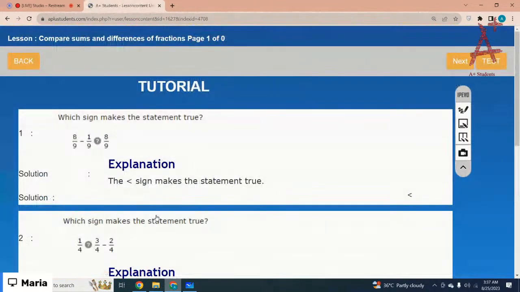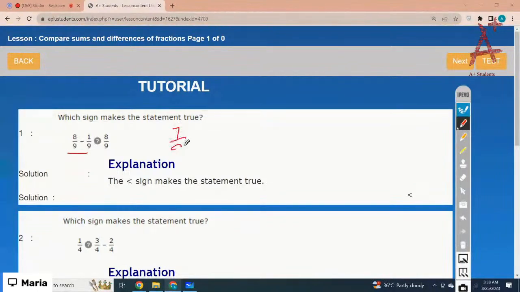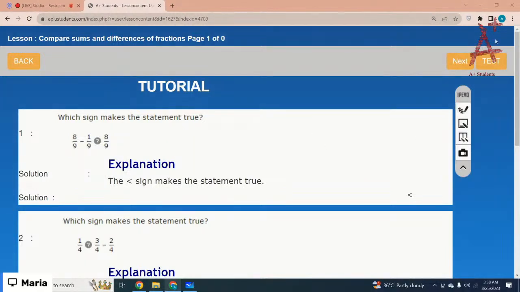So, which sign makes the statement true? You have to compare, right? Just solve the other side and then you can compare. 8 minus 1 is 7 over 9. When you compare, they have the same denominators, then 7 is less than 8. So it would be 7 over 9 is less than 8 over 9, right? Let's start with the practice questions.